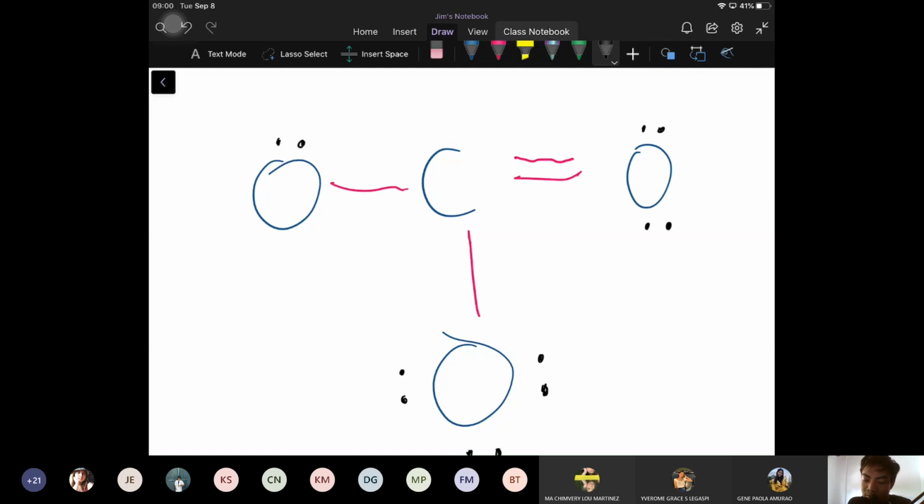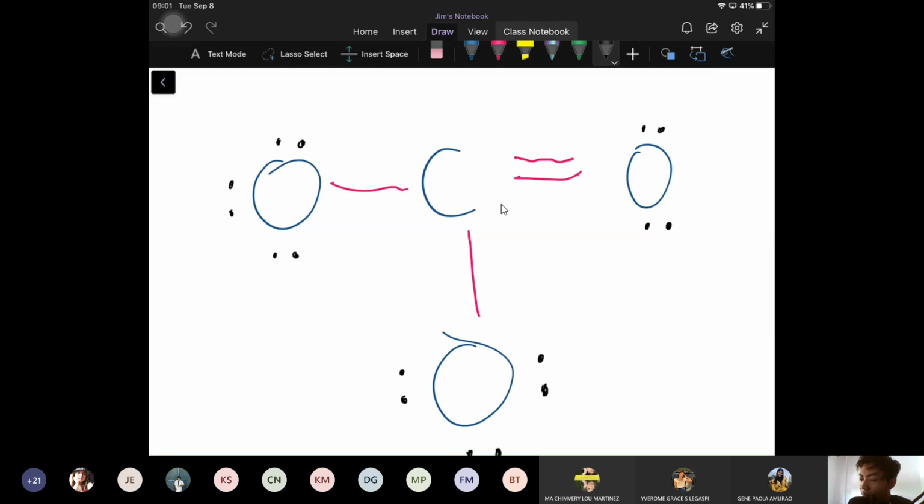Hindi na ako magsi-circle. Ayan, no? Okay, so by placing 3 lone pairs around this last oxygen, check mo kung octet yan. 2, 4, 6, 8. So, octet na siya, di ba? Okay, so that means all the terminal oxygens are already following the octet rule.